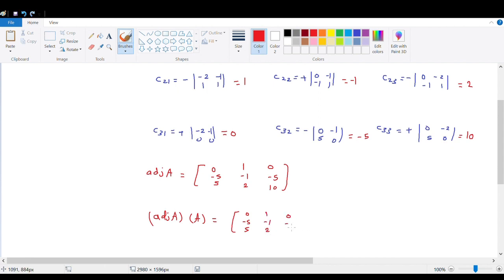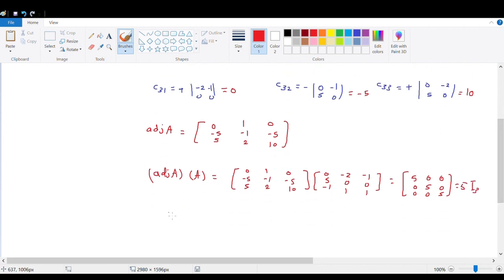Then 0, minus 5, and 10. We multiply by the matrix A, which is 0, 5, minus 1, minus 2, 0, 1, minus 1, 0, 1. After you multiply the adjugate of A by A, we finally reach the matrix 5, 0, 0, 0, 5, 0, 0, 0, 5. This one is just 5 multiplied by I3.